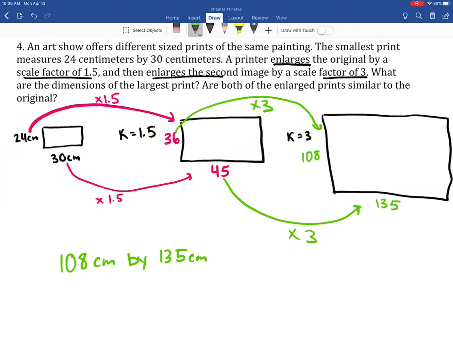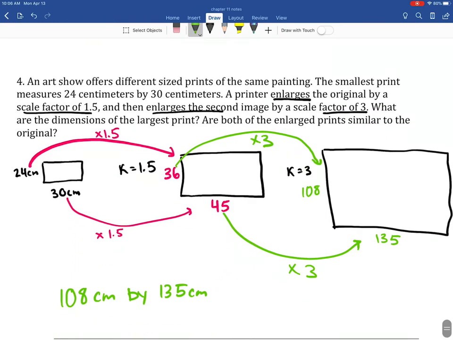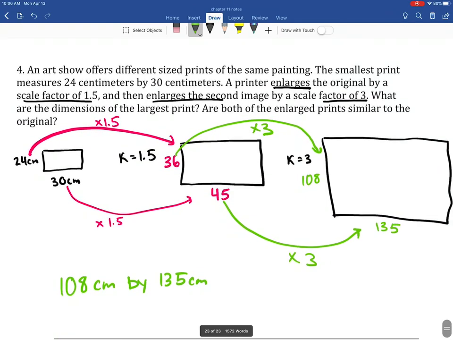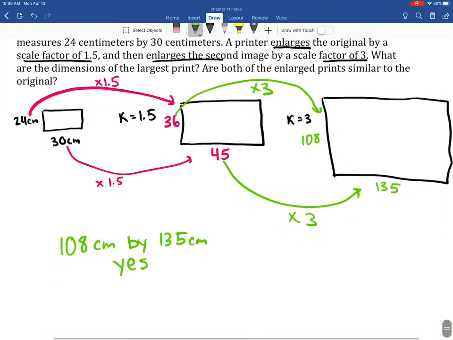Now the shape stayed the same. It was still a rectangle in every single case, but the size changed, first by 1.5 and second by 3. So are they all similar? I would say yes, because they're just dilating by different numbers.